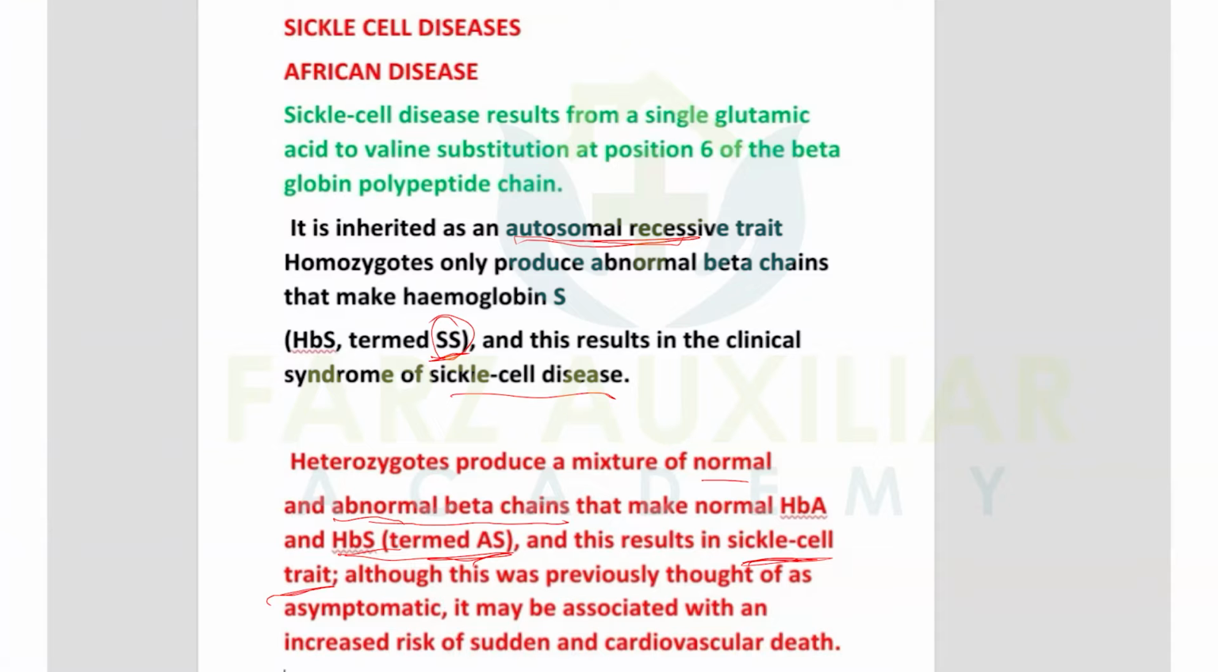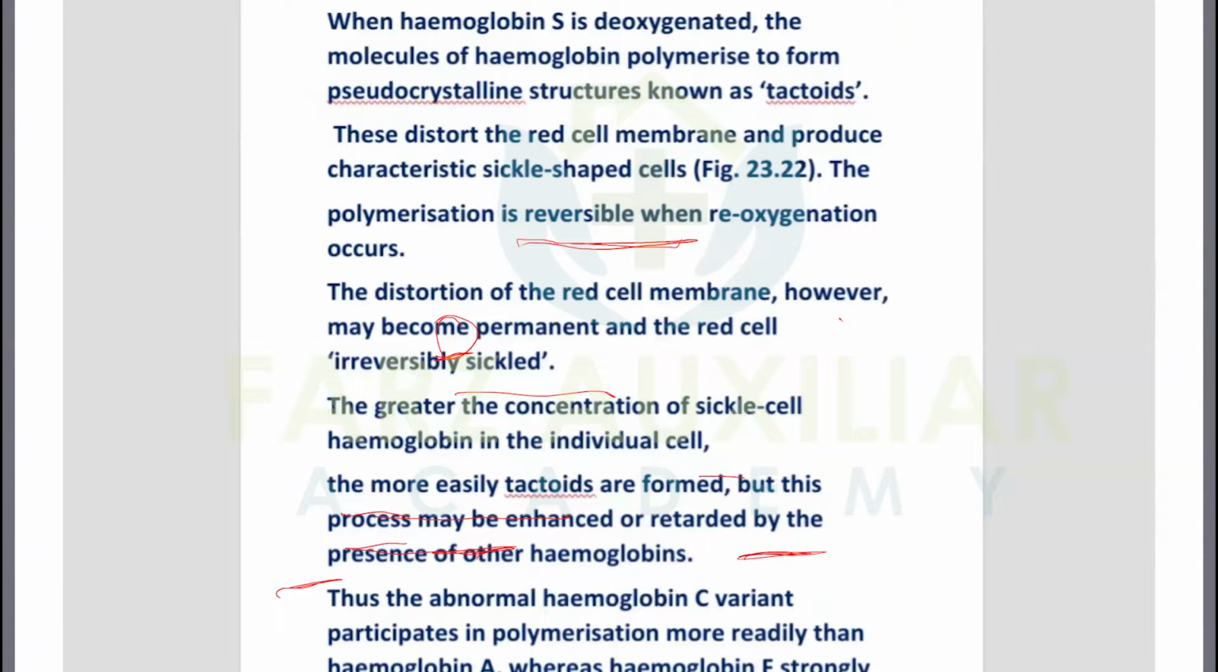So we call double S sickle cell disease, as it is autosomal recessive and two abnormal genes should be present. Another one is AS, where only one is abnormal. So it is very easy, and we have no questions about this. We need to go for the crisis and complications mostly. Why did this pathology happen? We need to know.